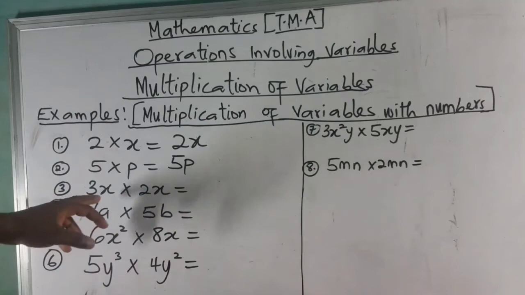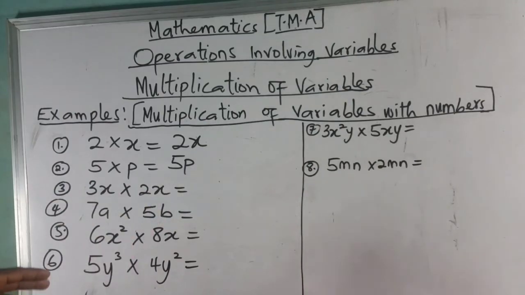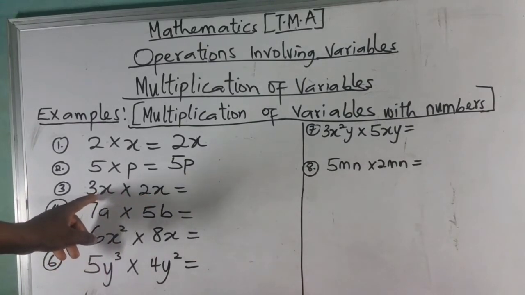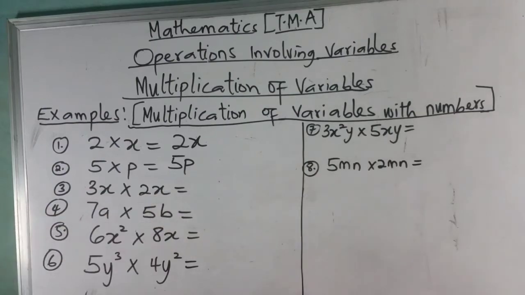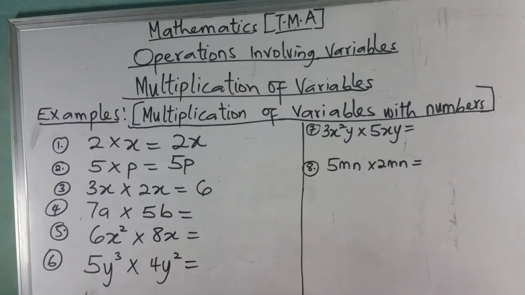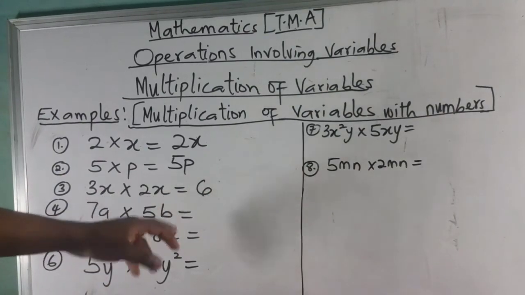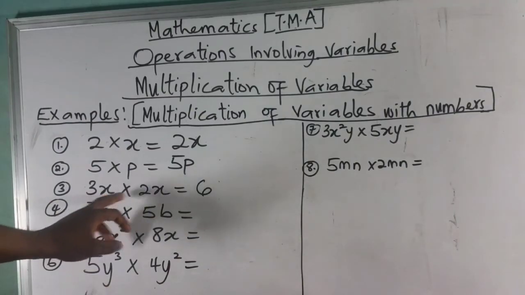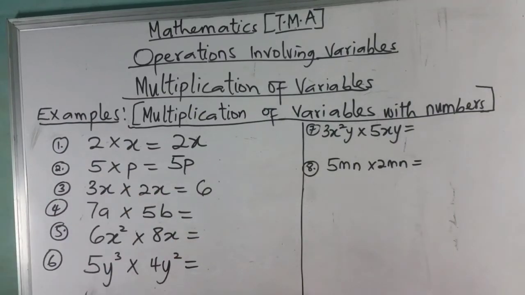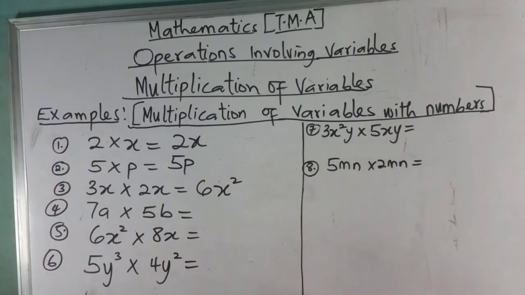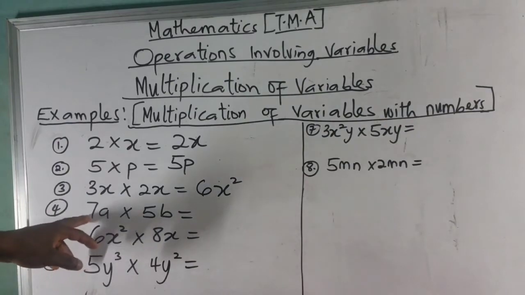Number 3 says 3x times 2x. If you look at this closely, you will see that we have 3 times 2. The first thing is that when you see numbers, you multiply the numbers first. So 3 times 2 is 6. Then x times x, I've taught you the multiplication of the same variable. So the same variable gives me x times x, that is x raised to power 2, that is x squared, that is 6x squared.